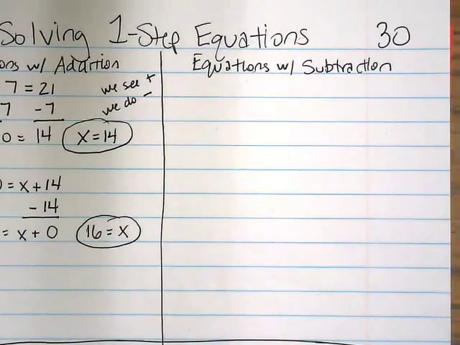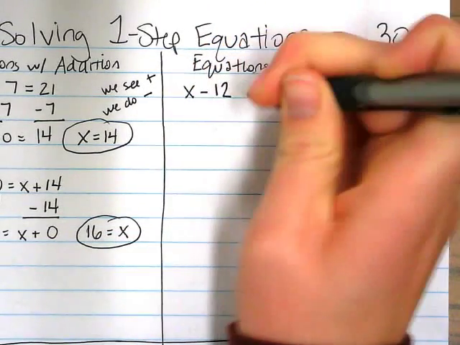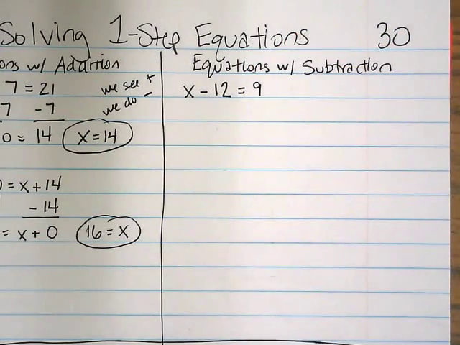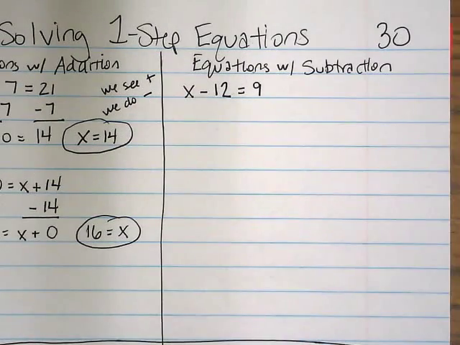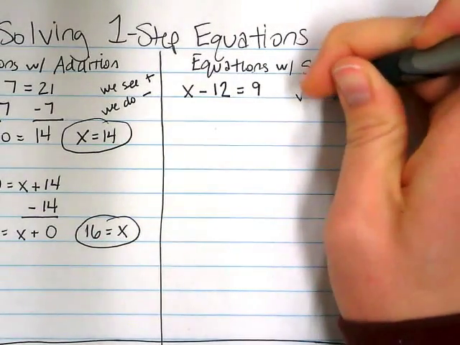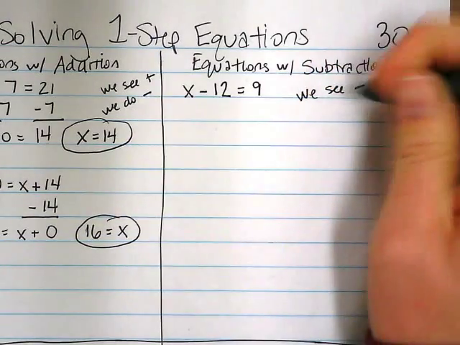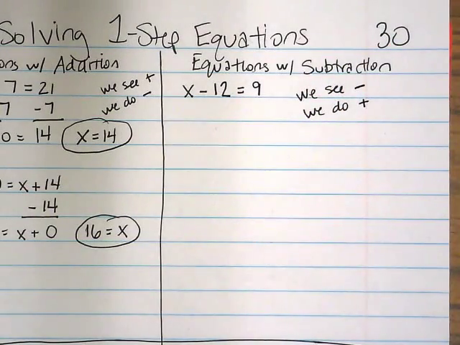Now let's do the last one we're going to do in these notes. Equations that have subtraction in it. Here's our first example. X minus 12 equals 9. Now I know this is an equation with subtraction because we have our subtraction sign right here. And in this case, when we see subtraction, we're going to do addition. Because addition and subtraction are kind of the opposites of each other. To undo subtraction, we're going to do addition.